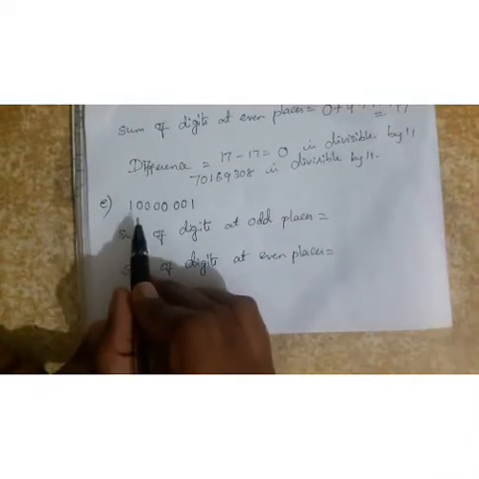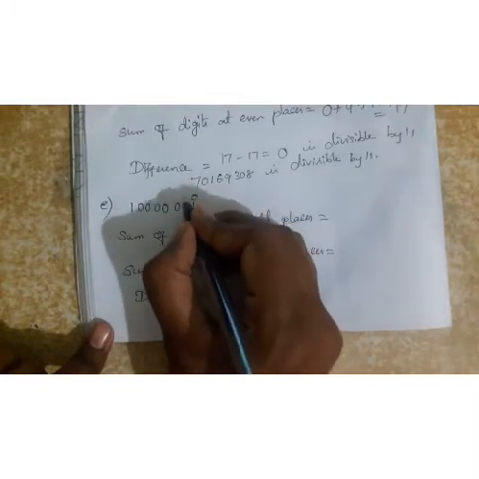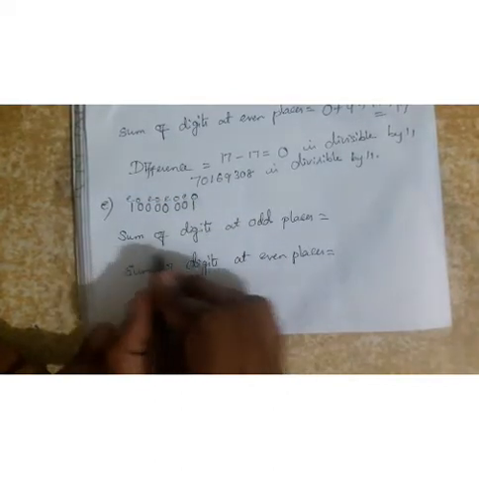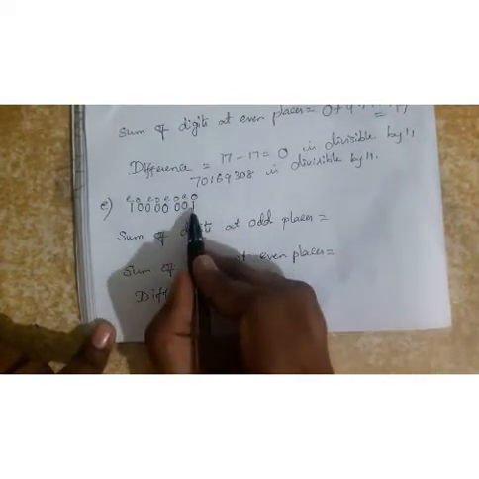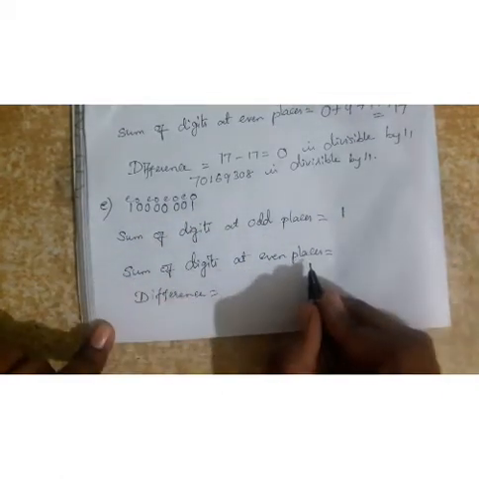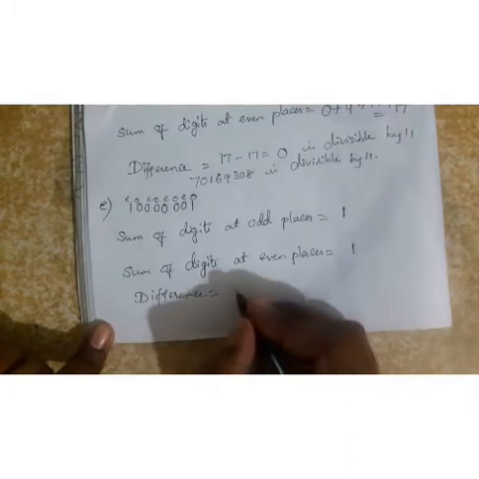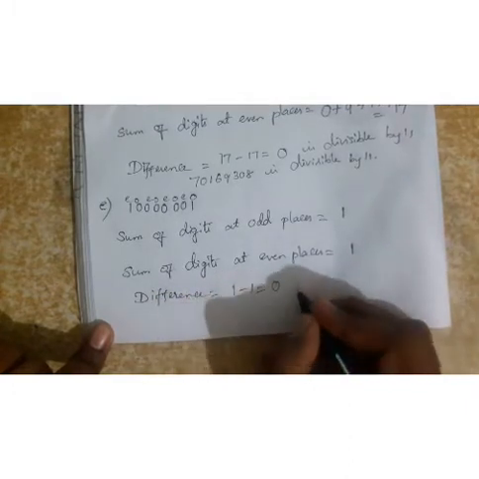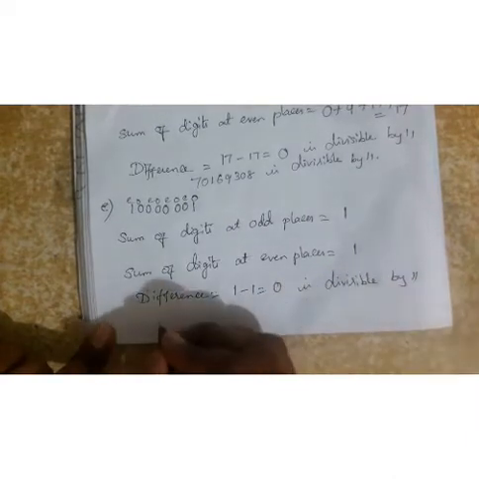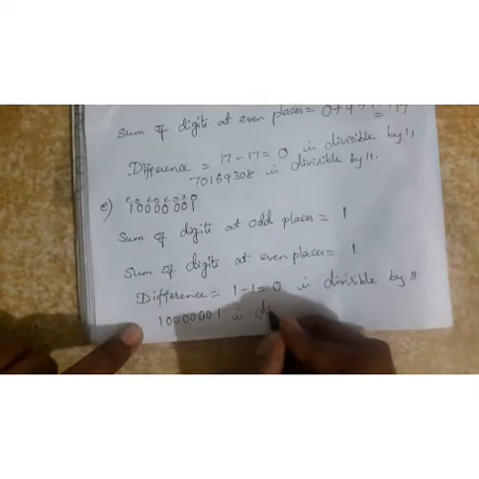Let's see E part. First write odd places and even places. So this is odd place, even place, odd place, even place, odd place, even place, odd place, even place. Sum of digits at odd places equal to 1 and others are 0. So 1 plus 0 is equal to 1. Sum of digits at even places equal to 0 plus 1, which is 1. Difference equal to 1 minus 1 equal to 0. 0 is divisible by 11. Hence 10000001 is divisible by 11.